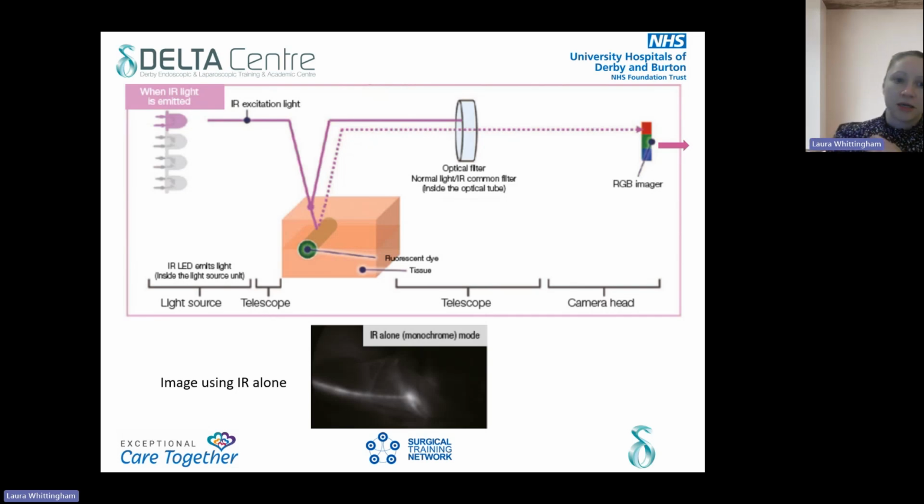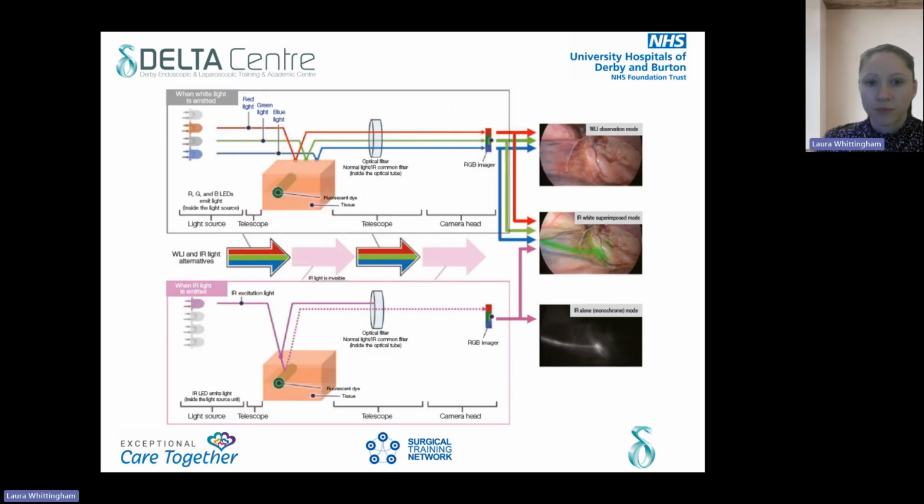So as you can see on the diagram, you need a source of light which will be shining towards the tissue. It can penetrate into the tissue, and once it hits the ICG, this fluoresces, and this fluorescence can be detected by the camera. And at the bottom here is what an image would look like if you use the infrared light source alone. It's quite a simple image.